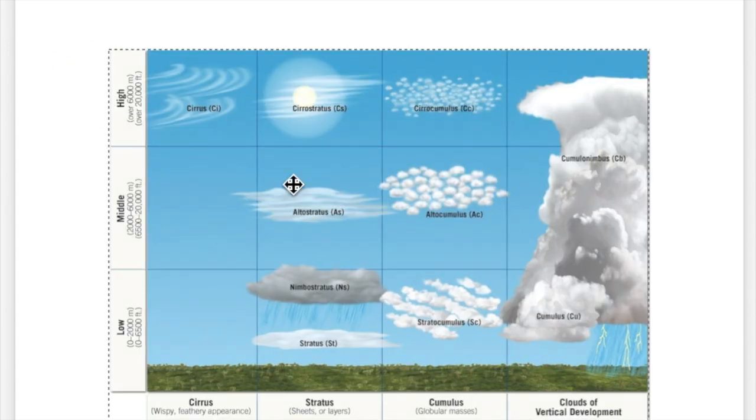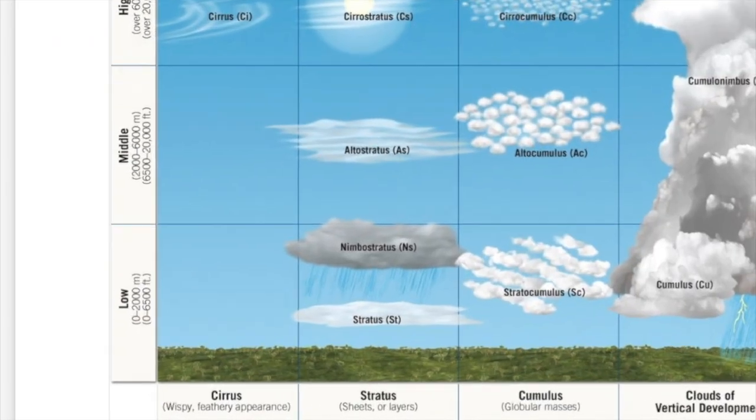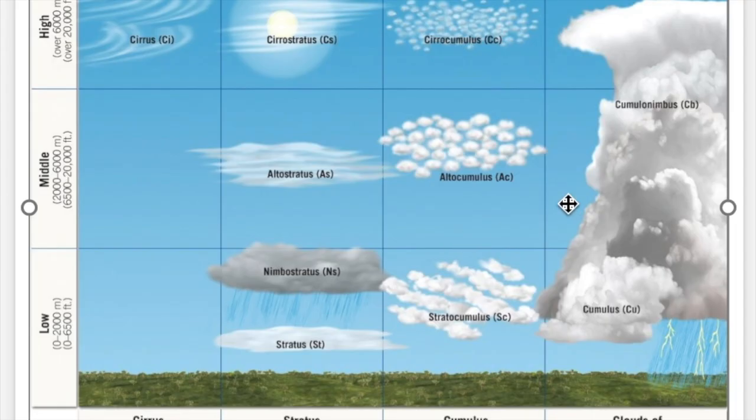So again, on the cloud classification, we could see here in this diagram the high clouds over 20,000 feet or over 6,000 meters. So we have the cirrus, cirrostratus, and cirrocumulus found at the highest altitude. And then for the middle clouds, we have altostratus and altocumulus. And then for the low clouds, we have the stratus and the stratocumulus.